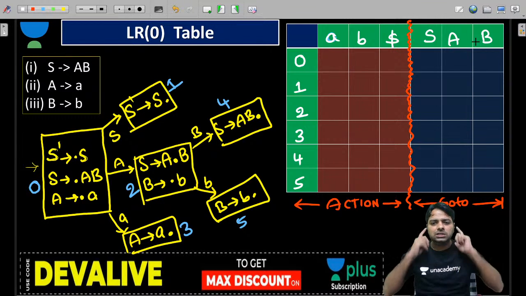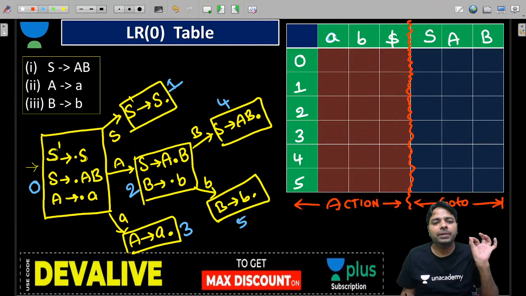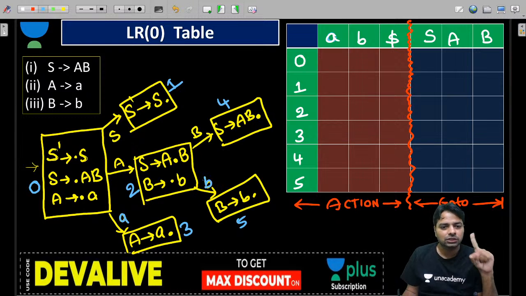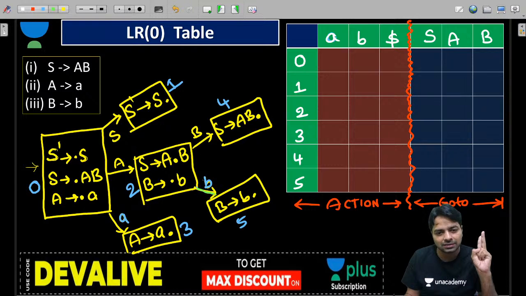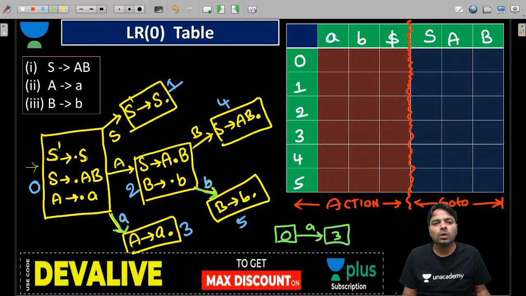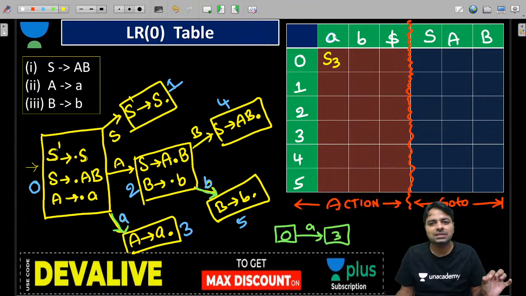Now one by one, focus on shift entries. If you look at the shift entries, you have terminal transitions, small a and small b. That's all. We have 2 terminal transitions. So I'll keep on writing. From state 0, by reading a, we are going to 3. So row 0 under a, we are going to write 3. Is that clear? Why did I give that entry?